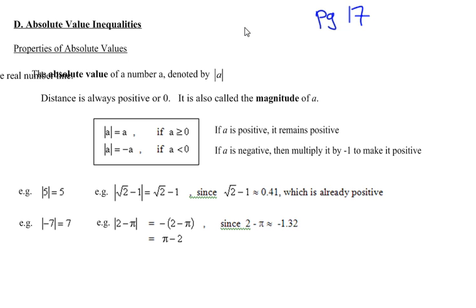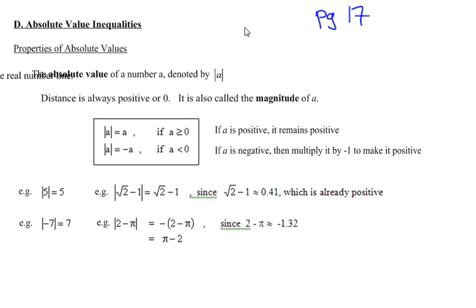Okay, so the absolute value of a number is denoted by the two bars, right, with the number inside. Distance is always positive, so basically that's the definition. It's like the distance from zero. That's what the absolute value is. It gives you your distance from zero. And as you know, in physics, distance is always positive, right? It's also called the magnitude of A, or how big A is in relation to zero, right?